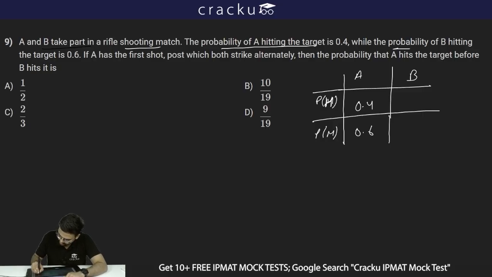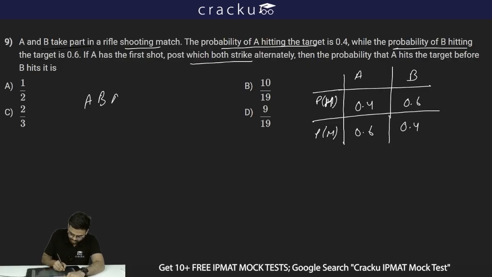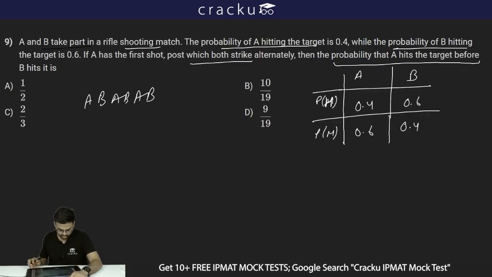And the probability of B hitting the target is 0.6. So probability of him missing the target is 0.4. If A has the first shot, post which both strike alternately. So A, B, A, B. The pattern which is followed is A, B, A, B, A, B. Then the probability that A hits the target before B hits it.